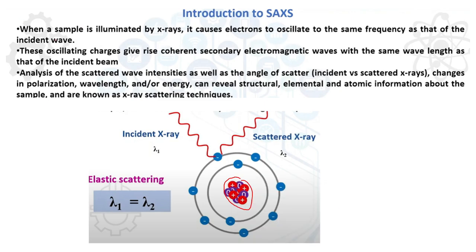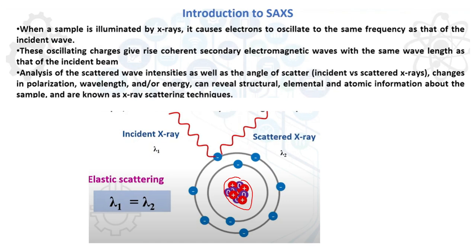For example, if music is going on and someone is dancing, then by looking at that, a few others also start dancing, and they leave the first one. In a similar way, after the incident X-ray, it will generate the oscillation of other electrons of the atom.